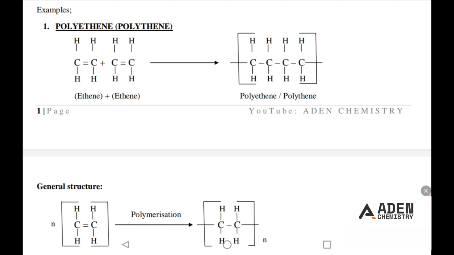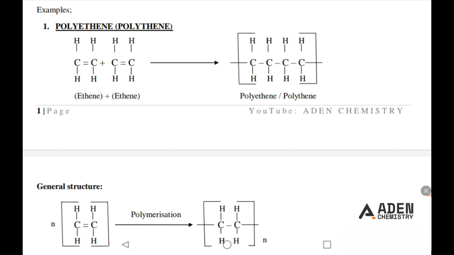So let's start with the first example of a polymer formed by addition polymerization, and that is polyethene. When we are dealing with these polymers, we are supposed to know 3 things. Number 1, identify and draw the structure of the monomer. Number 2, write the equation for the formation of the polymer. Then lastly, number 3, write a general equation for the formation of the polymer.